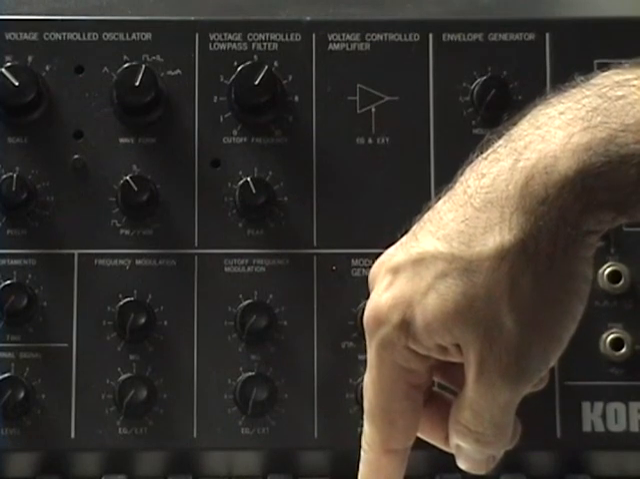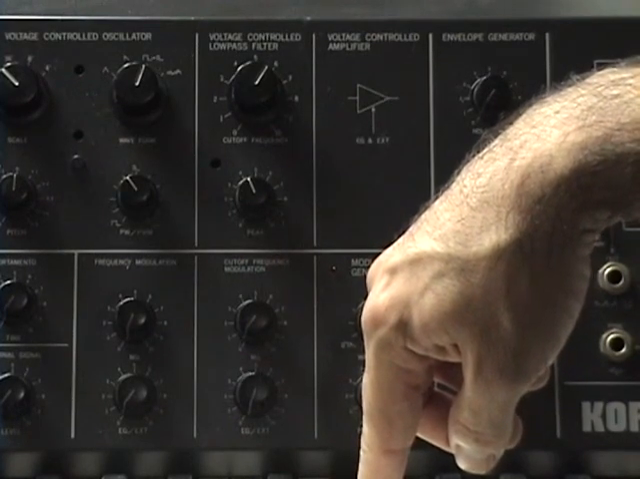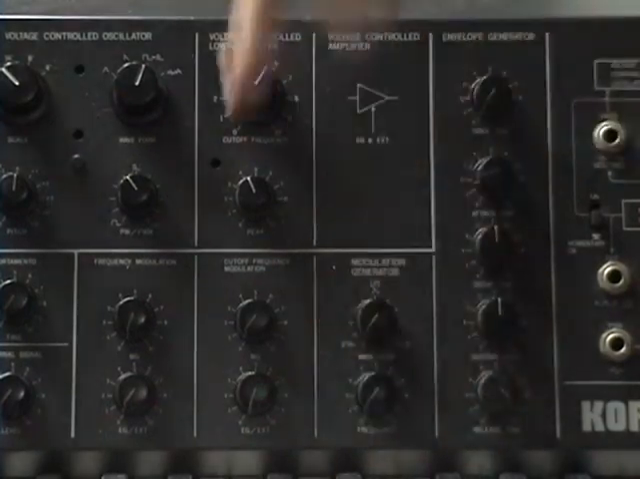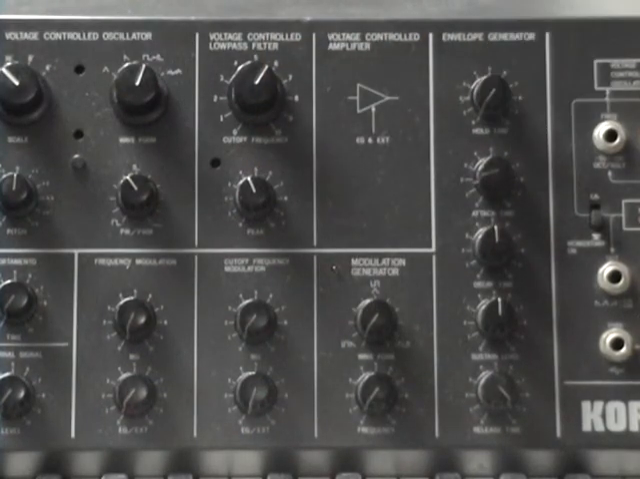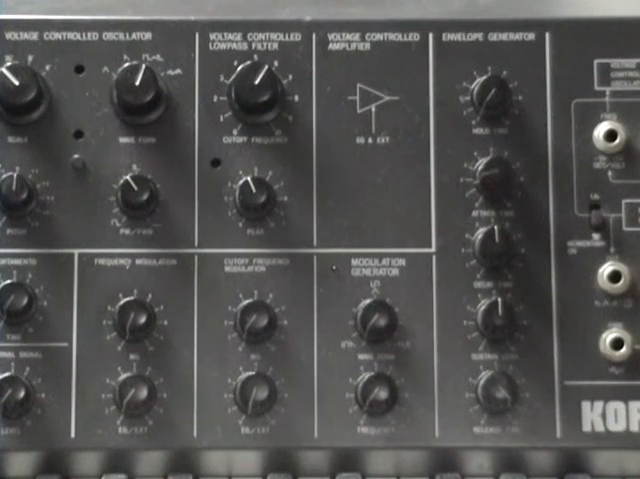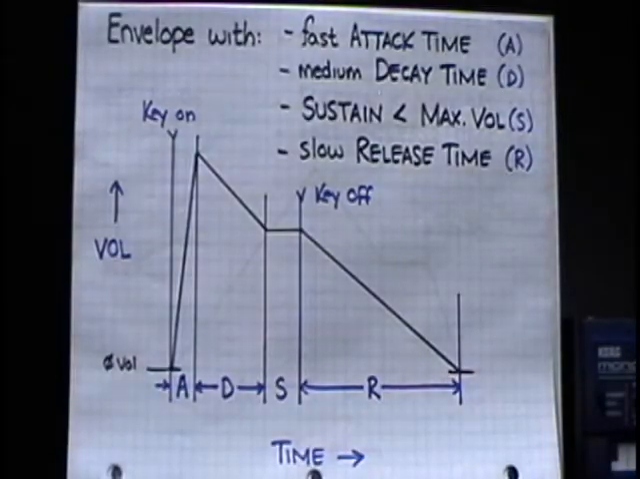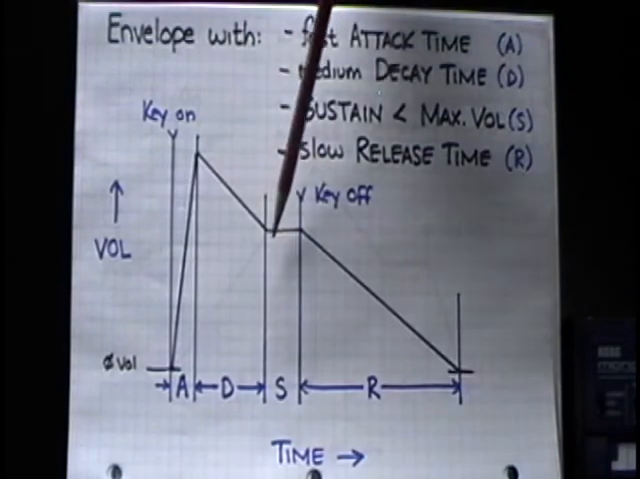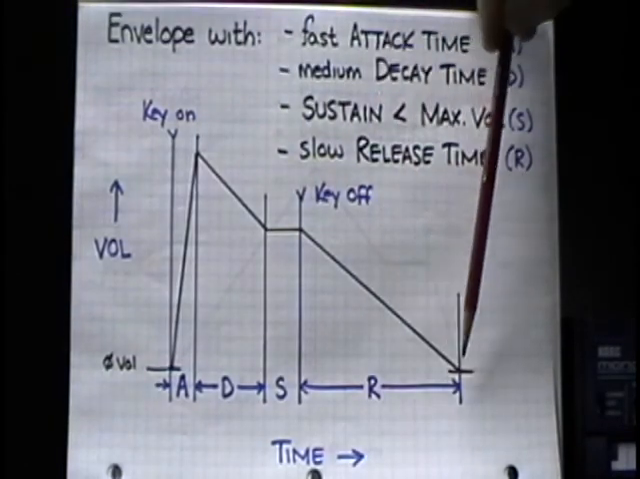So we heard a fast attack. Now we're down to the sustain level. I'm going to release the key, and it takes some time to diminish down to 0. That's a long release time. Okay? And that's what this envelope looks like. That's that long release time that we just heard.